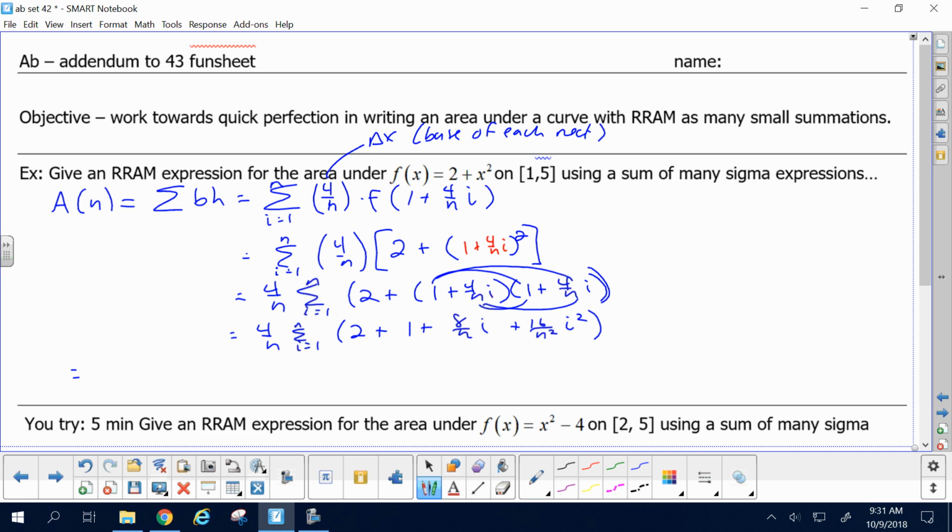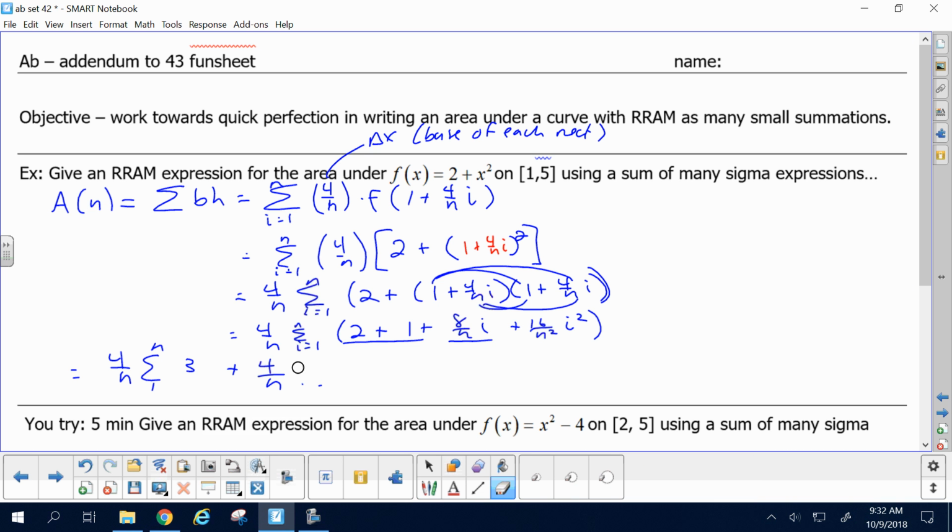How many summations could I write this in? I don't think I really need to write 4. I could make it 3 because that's 2 and 1. You agree? Okay, so I'm going to call this 4 over n times the sum of the constants, summing 3 from 1 to n. Then a 4 over n times the sum of the 8 over n i's. Now, I told you that the n terms can be brought out front. So not only am I going to have the 4 over n out there, but I'm also going to bring that 8 over n out there.